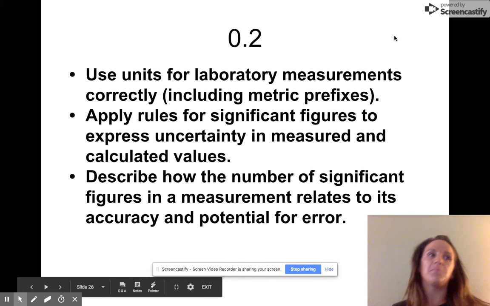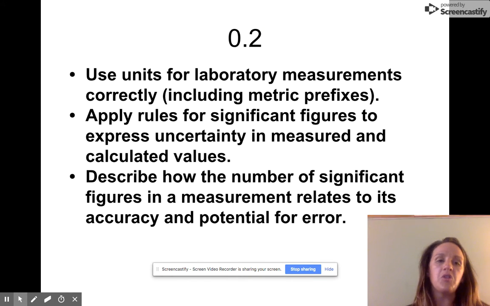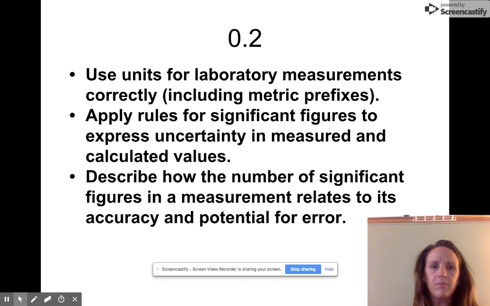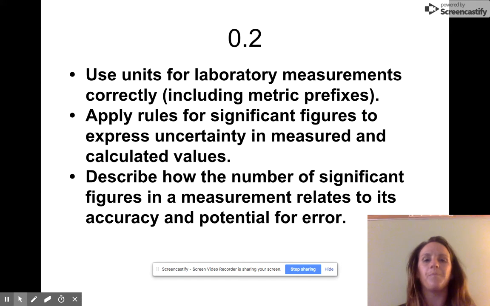So again, on the same piece of paper or notebook that you were taking notes for the last set when we talked about units and metric prefixes, review, that kind of stuff, go ahead and continue. I want to just note that there's really 3 things for this learning target that I'm expecting for you to be able to know and do. Units, which we talked about last time, and then today, which we're going to talk about, is significant figures. Being able to apply those rules to express uncertainty in measured values and talk about how that impacts accuracy and error in the lab.